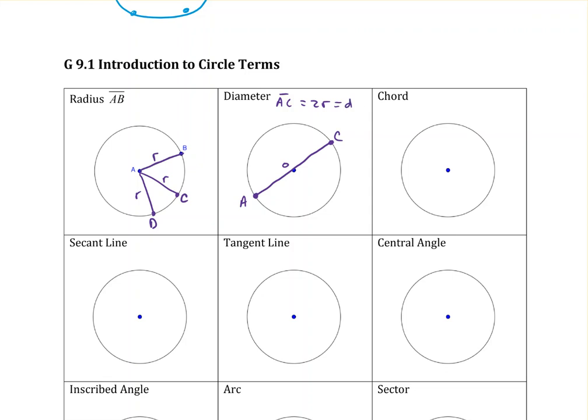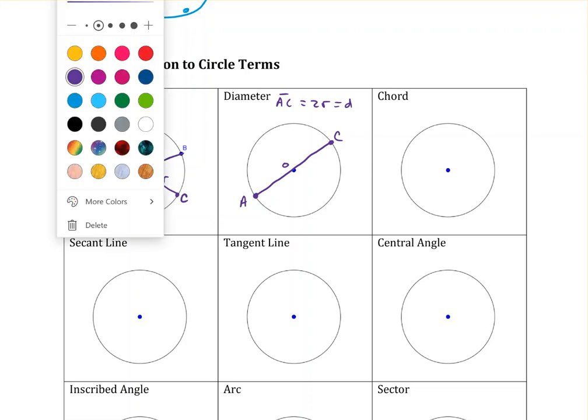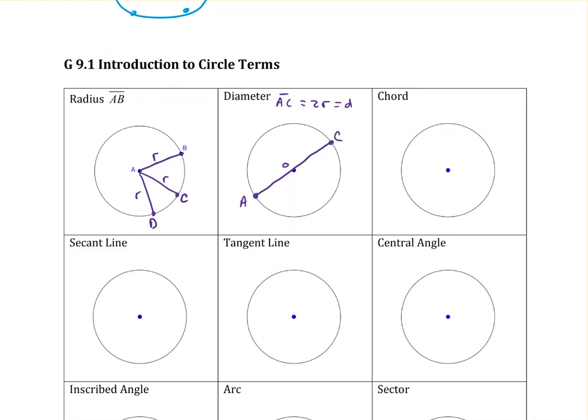A chord and secant line are related to each other. A chord is any line segment that goes from one side of the circle to another side of the circle. So this is chord AB. And notice one thing about this chord. This chord is not going through the center.